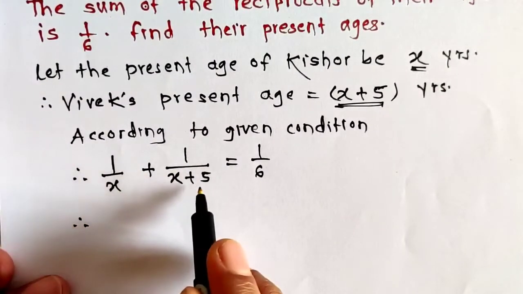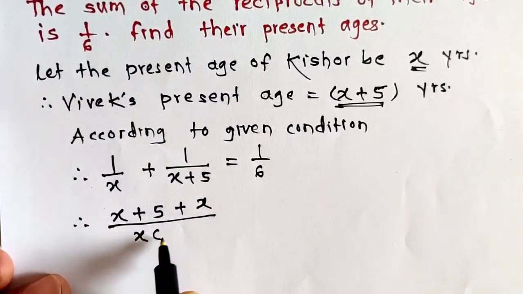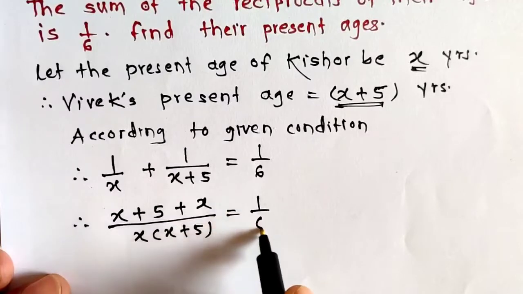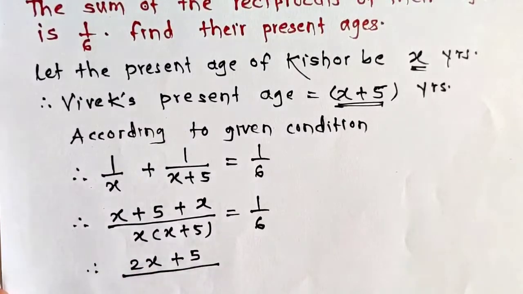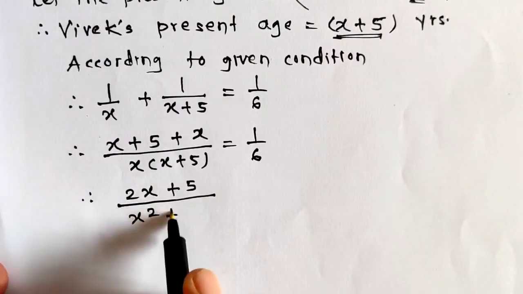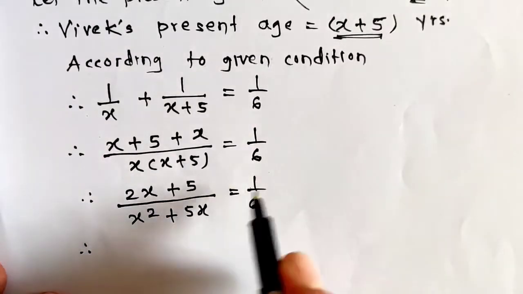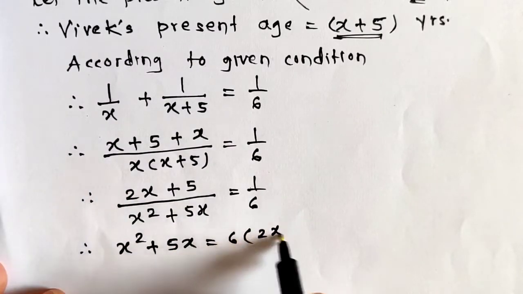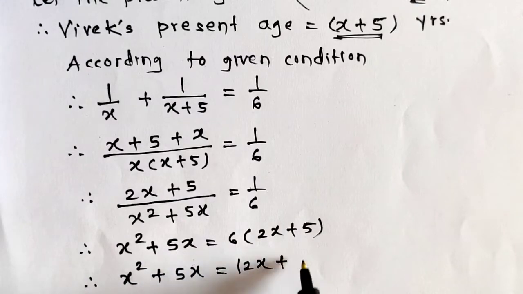x into 1 and 1 into x plus 5 we get x plus 5 plus x into 1, that is x, divided by x into x plus 5. You know cross multiplication: this one plus this one divided by this one is equal to the right hand side as it is. Now simplify: x plus x we get 2x plus 5, divided by the denominator x square plus 5x, is equal to 1 upon 6. Again by cross multiplication, x square plus 5x is equal to 6 multiplied by 2x plus 5. Now simplify again: x square plus 5x is equal to 6 twos are 12x plus 6 fives are 30.